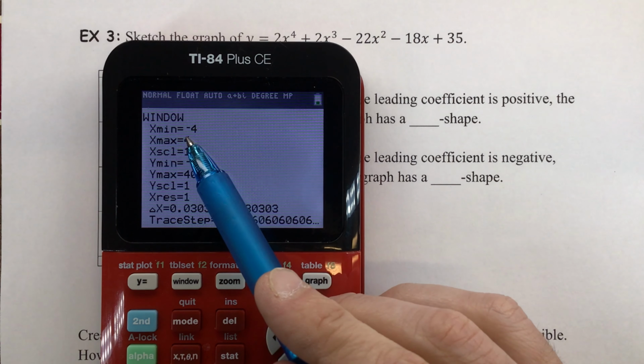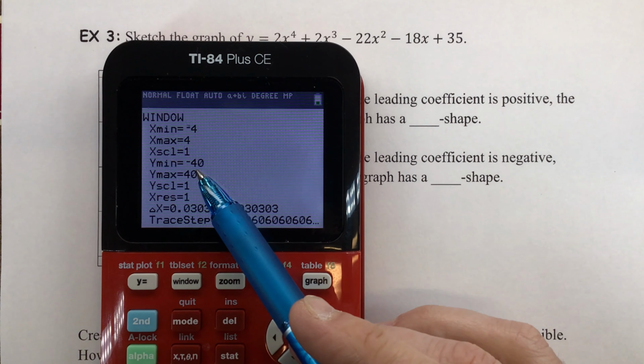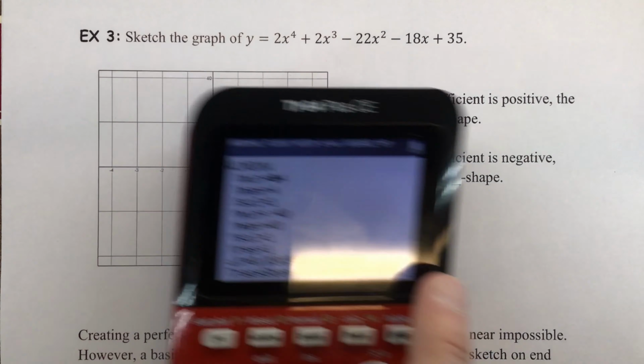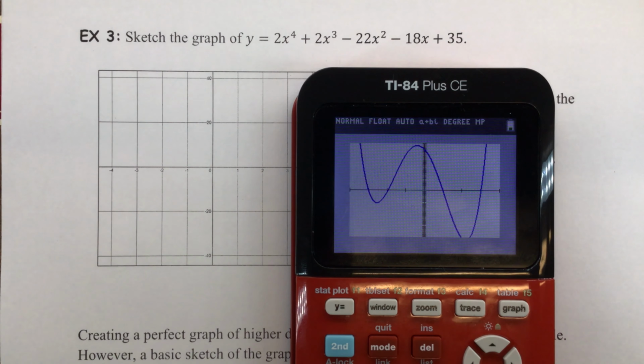Okay, I have an x minimum of negative 4, x max of 4. The y minimum, negative 40, max 40. Okay, so then when I hit graph, it's going to best fit what I have here, which is going to look like that.